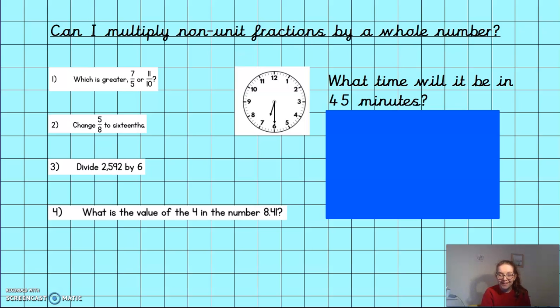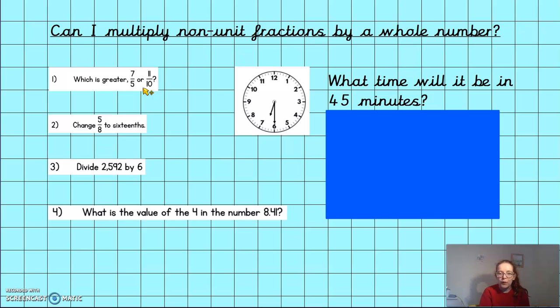So yesterday we multiplied unit fractions, which are fractions with a numerator of 1, so 1/2, 1/4, 1/5, etc., by a whole number. Today we're doing non-unit fractions, which are any fractions that do not have 1 as their numerator. So that can be 2/3, 7/16, anything where the numerator is not 1, okay? For example, these two here, 7/5 and 11/10, would be non-unit fractions.